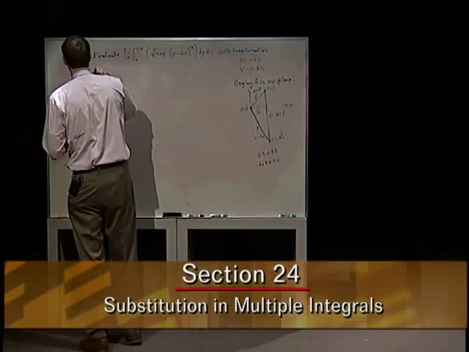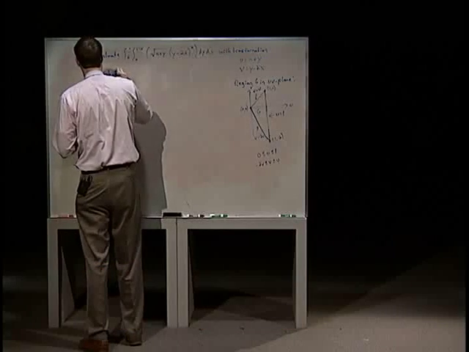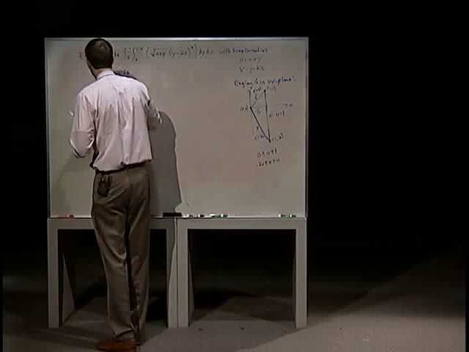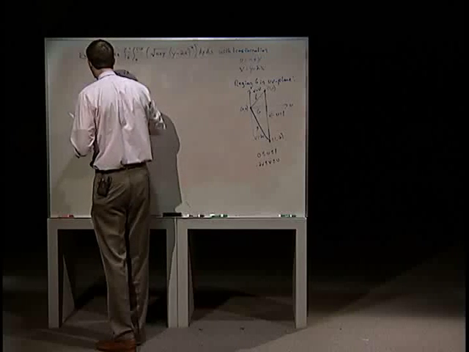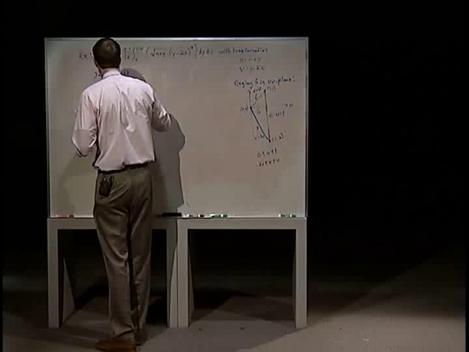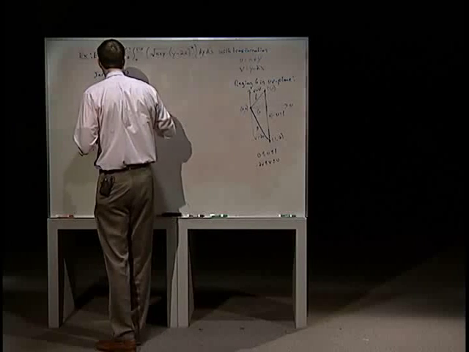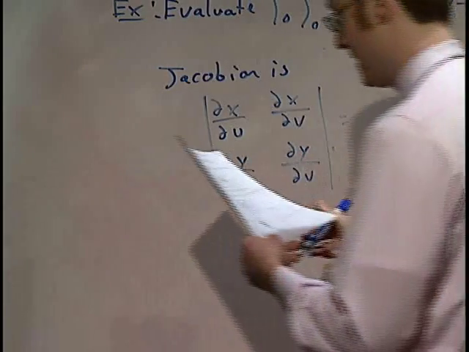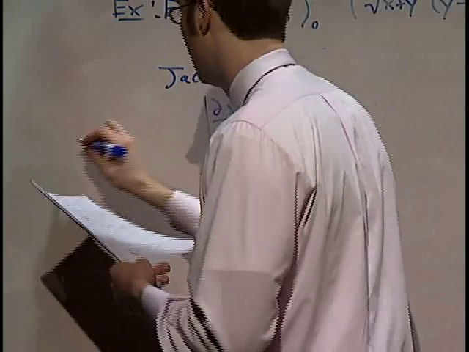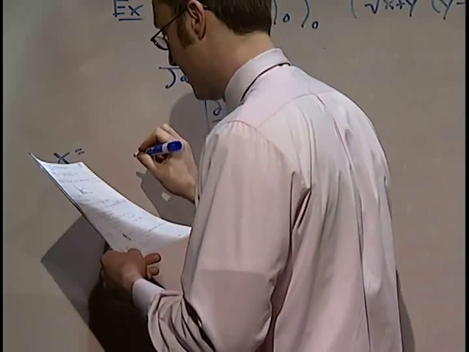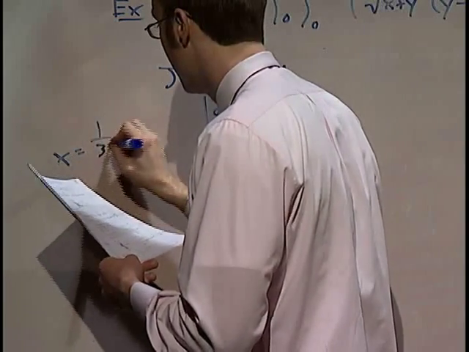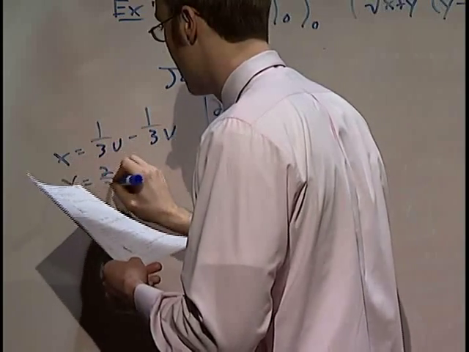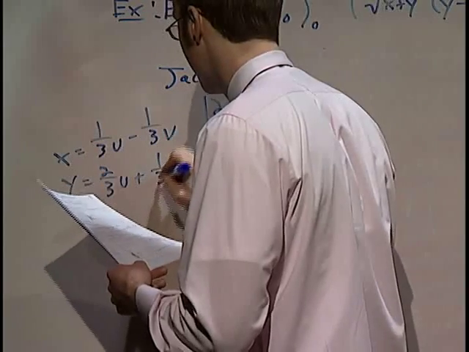So we need the Jacobian. And it's partial x, partial u, partial y, partial u, partial x, partial v, partial y, partial v. All right. Did I erase my transformations? I think I did. So where is it up here? x is equal to 1/3 u minus 1/3 v, and y is equal to 2/3 u plus 1/3 v.